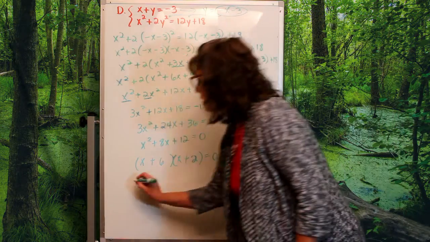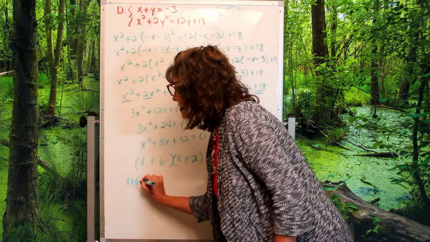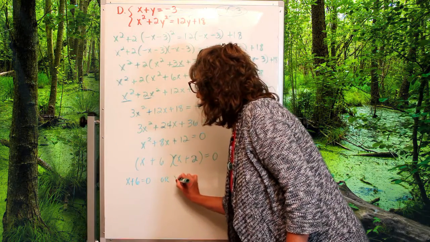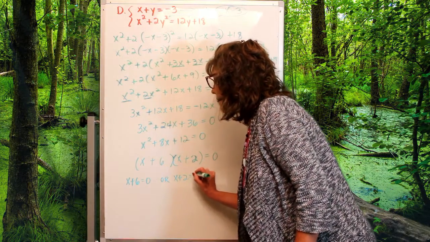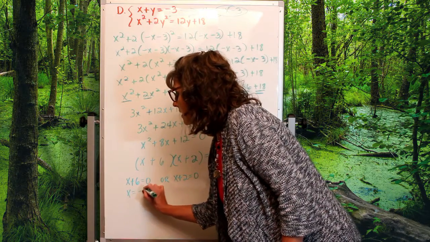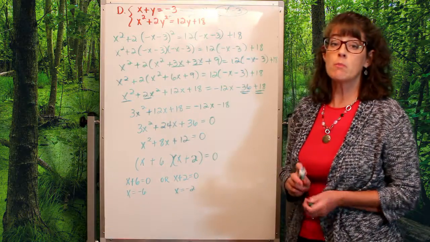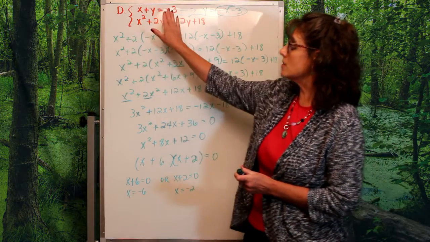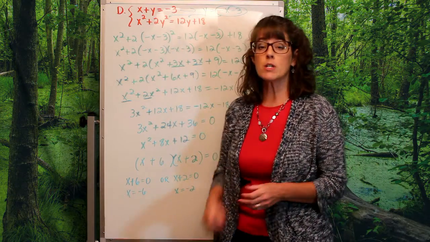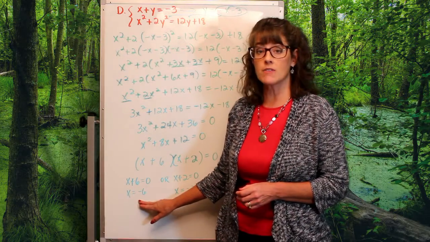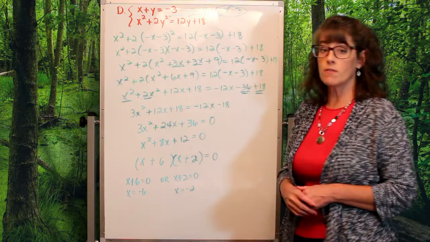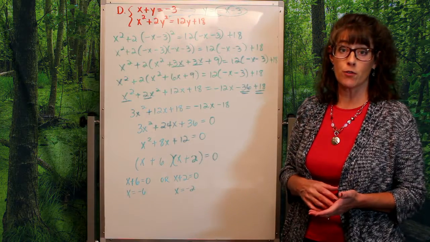So now either the x plus 6 is 0 or the x plus 2 is 0. Now if x plus 6 is 0, x is negative 6. If x plus 2 is 0, x is negative 2. And remember, I'm looking for a solution to this system. So what I do know is one of the points has an x-coordinate of negative 6. One of the points has an x-coordinate of negative 2. I need to figure out the y-coordinate for each of these.